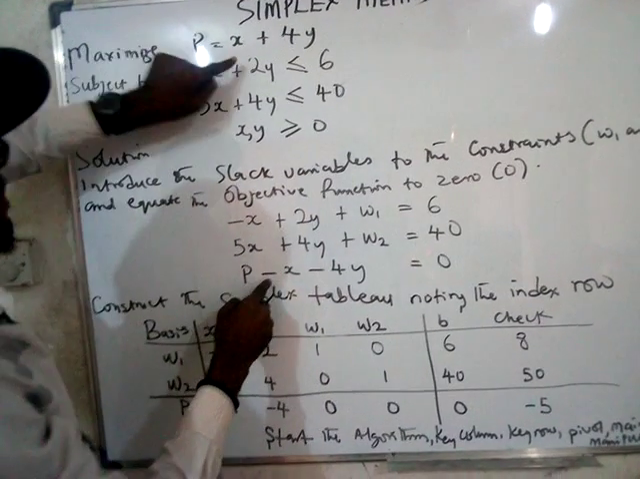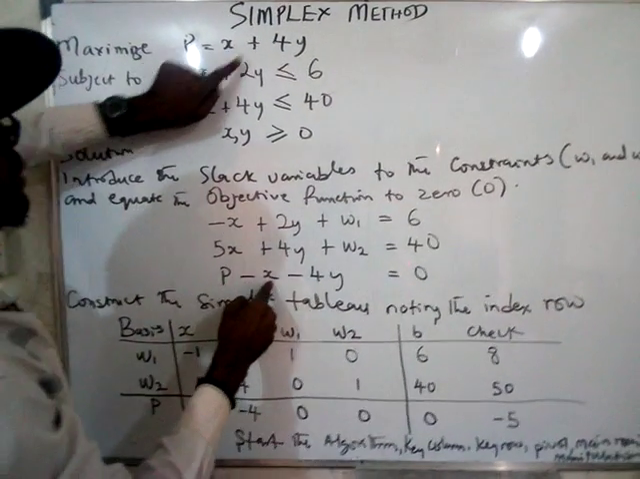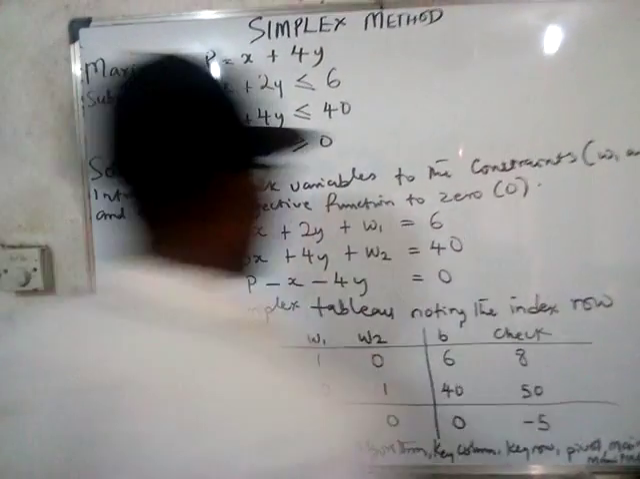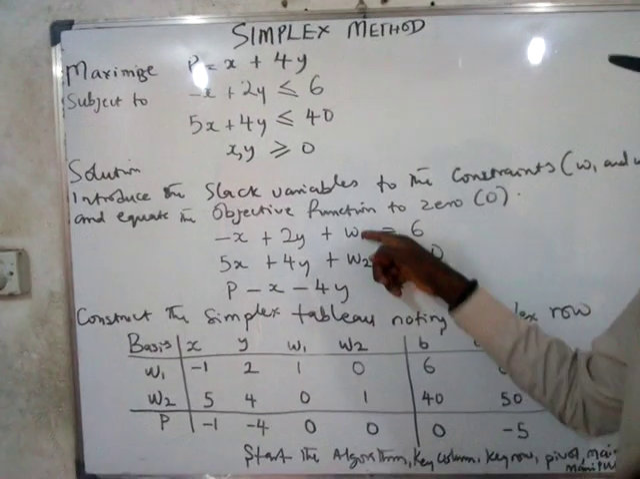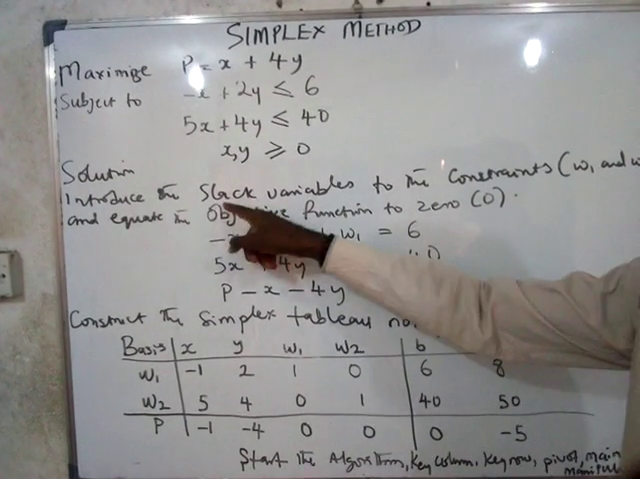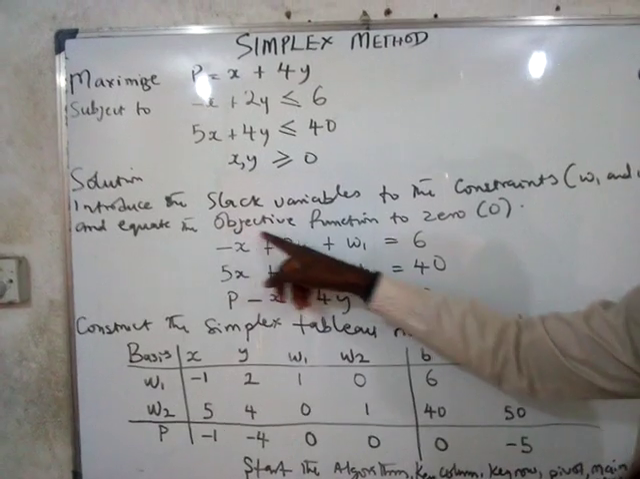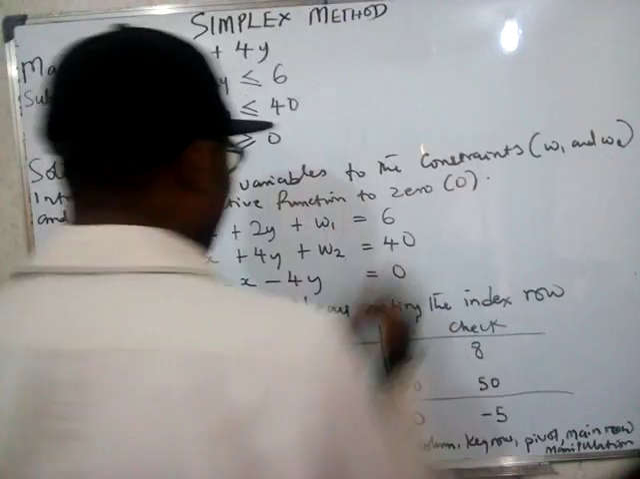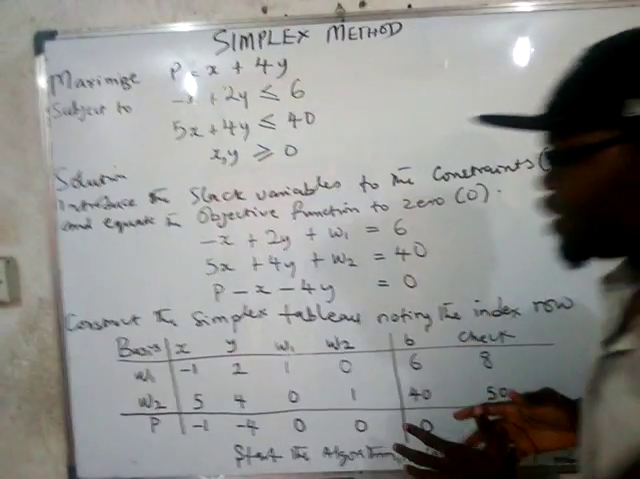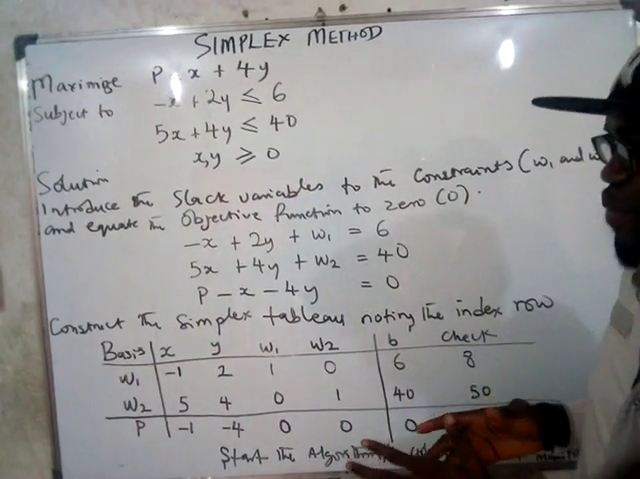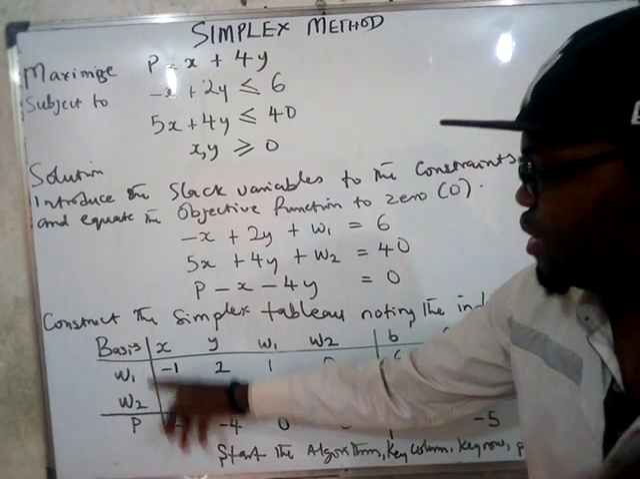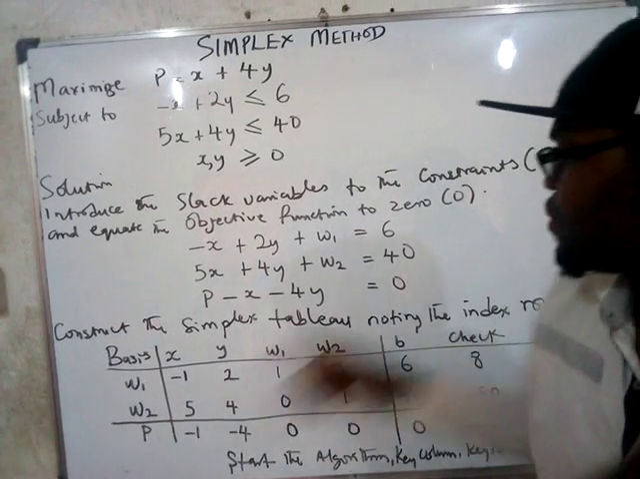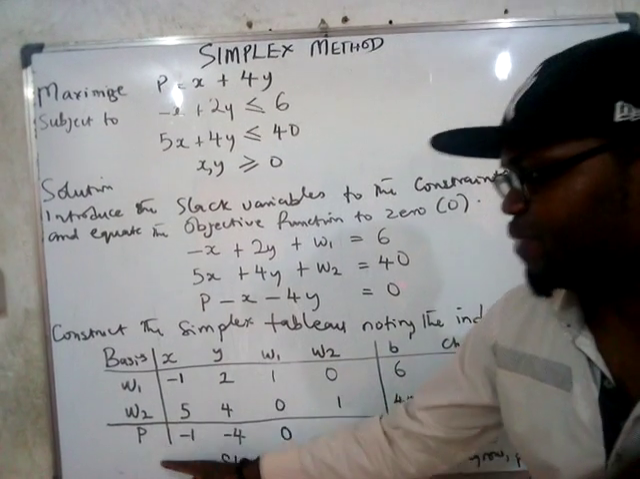So we have P, x going over here as minus x, 4y going over here as minus 4y, equal to 0. So this is what we have now. You see we've introduced slack variables, and we've equated the objective function to 0. With what we have now, construct what we call the simplex tableau. Very simple. Write basis and put the slack variables that you have, w1, w2, and P, here as the basics.